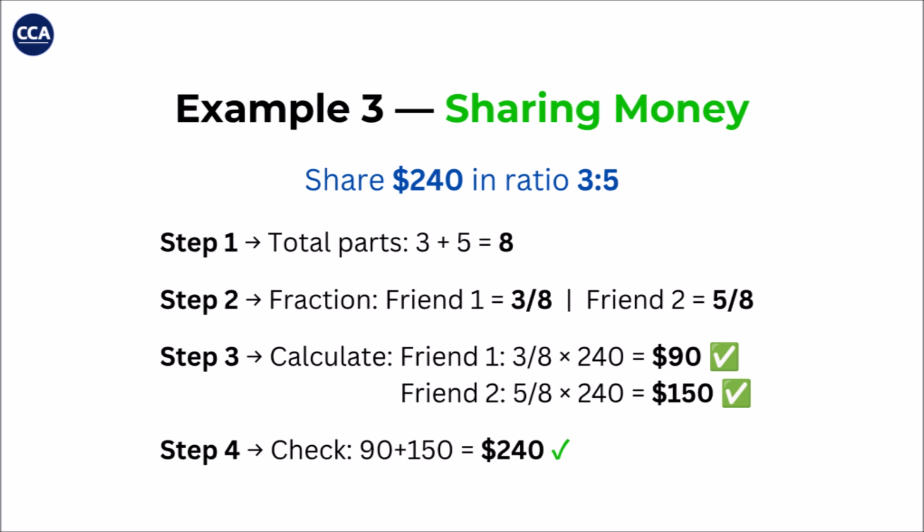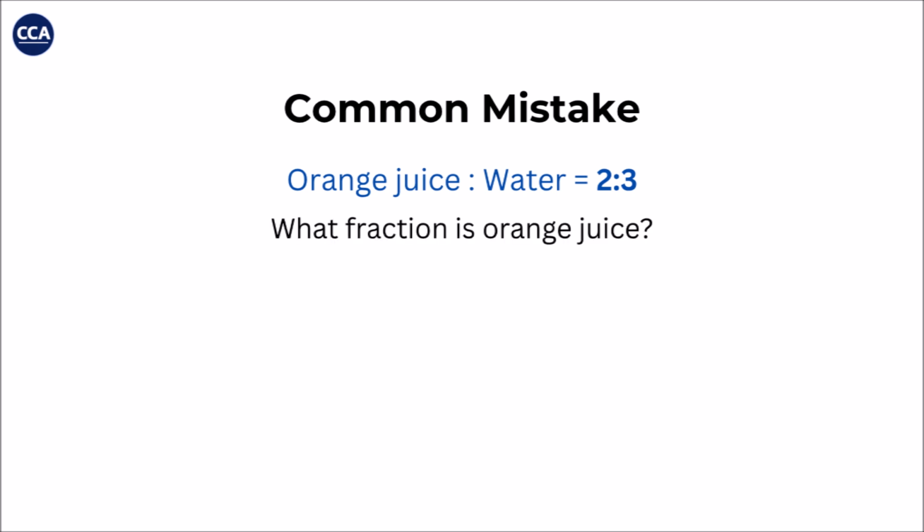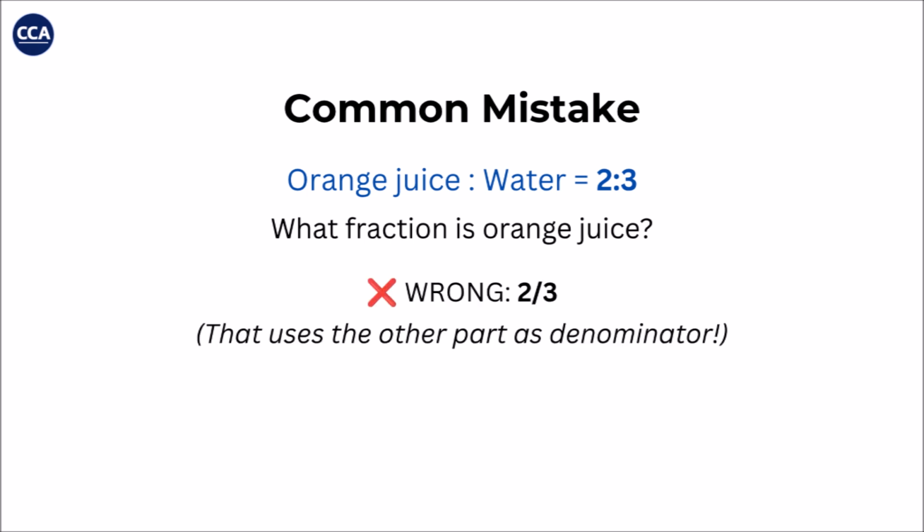on exams. Here is the most common mistake when mixing ratios and fractions. A question says, the ratio of orange juice to water in a drink is 2:3. What fraction of the drink is orange juice? A student writes 2 over 3. That is wrong. 2 over 3 would mean 2 parts out of 3 total.